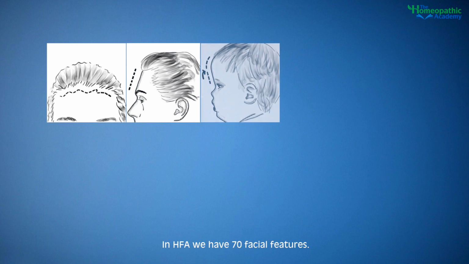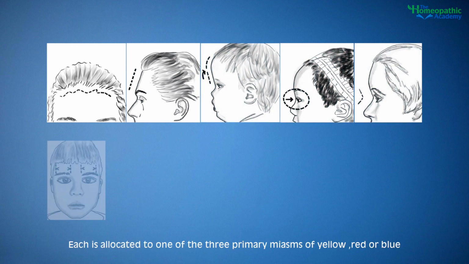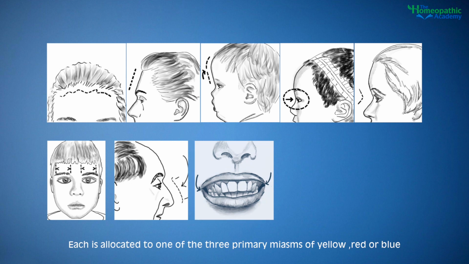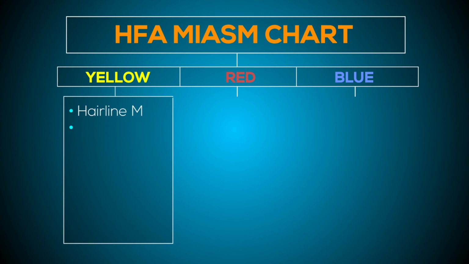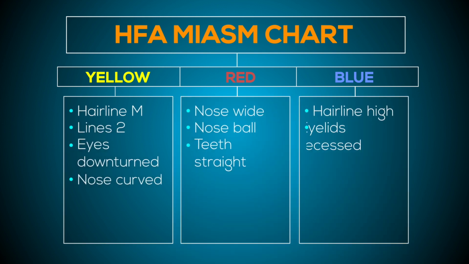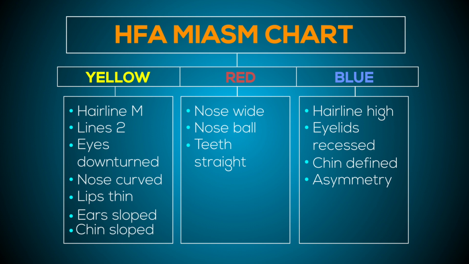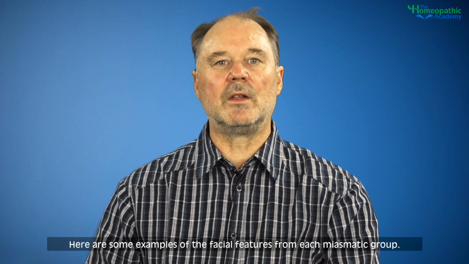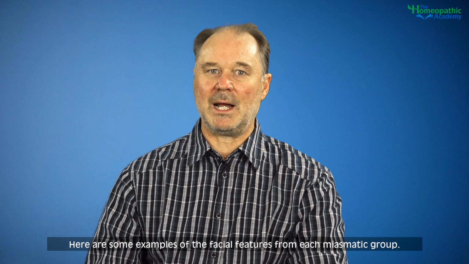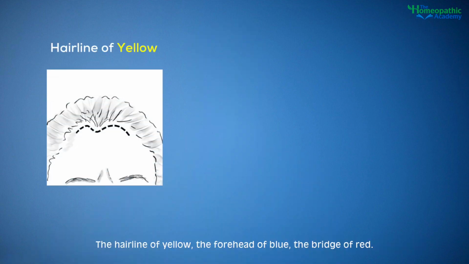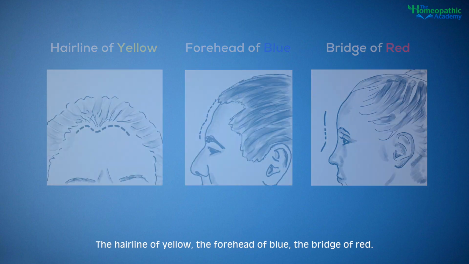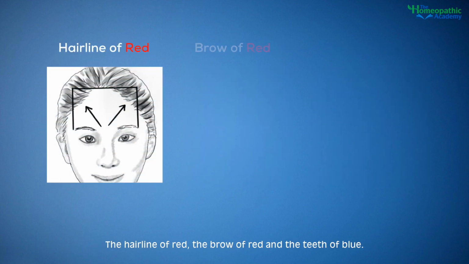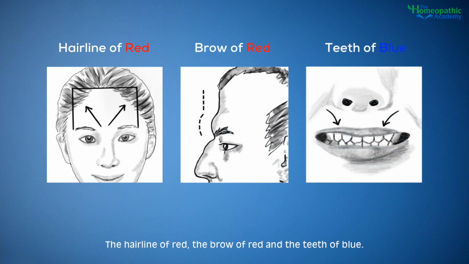In HFA, we have 70 facial features. Each is allocated to one of the three primary miasms of yellow, red or blue, and 1 point is allocated to each feature. Features are added up onto a chart and the patient's dominant miasm is then seen. Here are some examples of the facial features from each miasmatic group. The hairline of yellow, the forehead of blue, the bridge of red, the hairline of red, the brow of red and the teeth of blue.